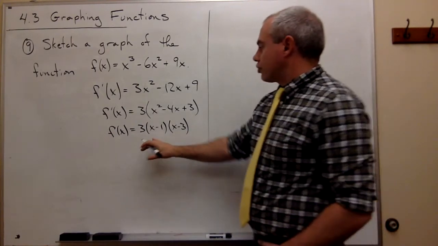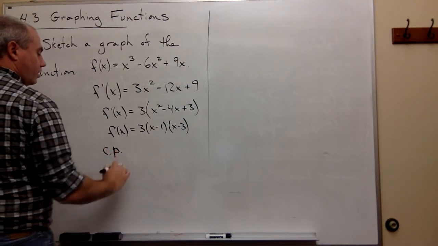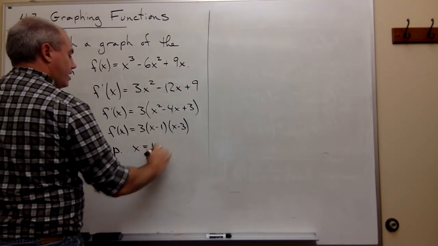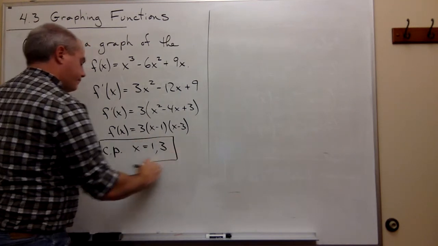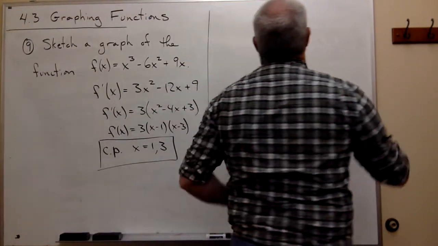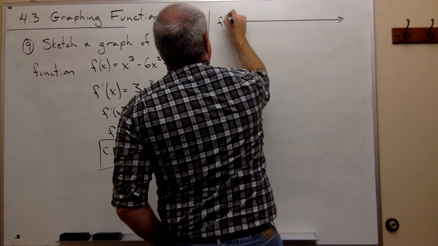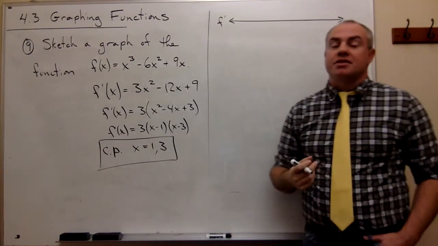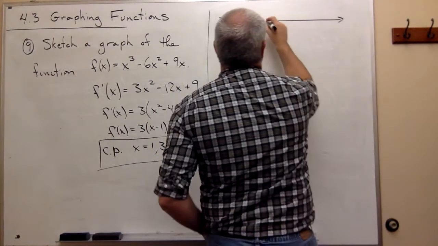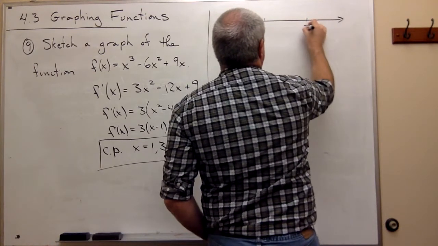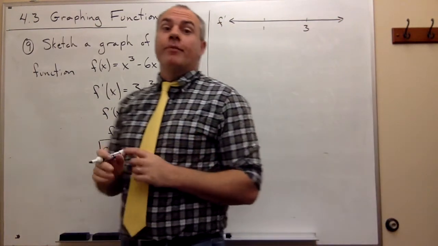All right, so this gives us some critical points for this function. The critical points are going to be x is equal to 1 and x is equal to 3. So here are my critical points. First thing I want to do over here is draw a number line. Here I'm going to put f prime to remind me that this is information about the first derivative. I know that my critical points are 1, so I'll put 1 on there, and 3, so I'll put 3 on there.